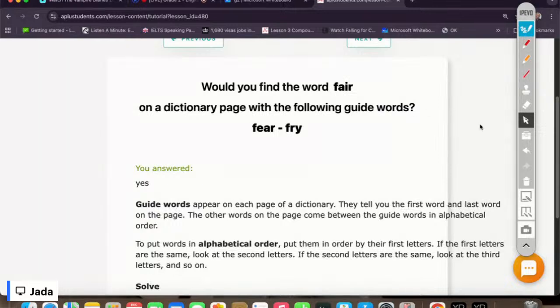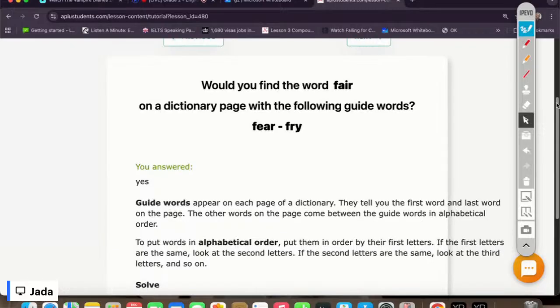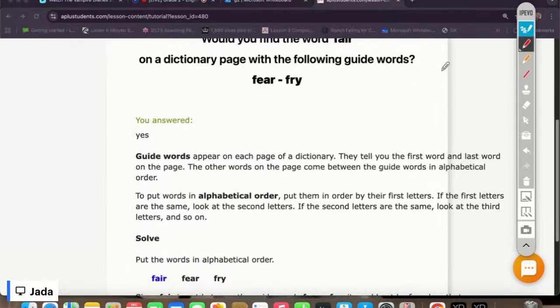All right, so let's start the lesson. I'm sure you're all logged in. So, guide words appear on each page of a dictionary. I'm sure you all know what a dictionary is and you have a dictionary. They tell you the first word and the last word on the page. The other words on the page come between the guide words in alphabetical order.